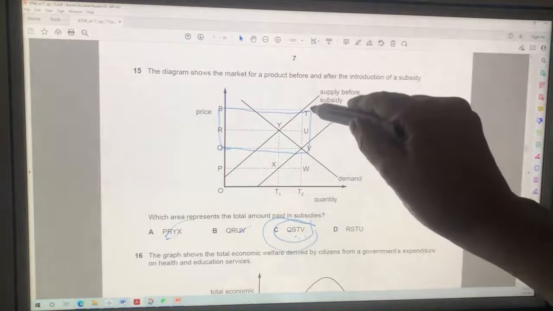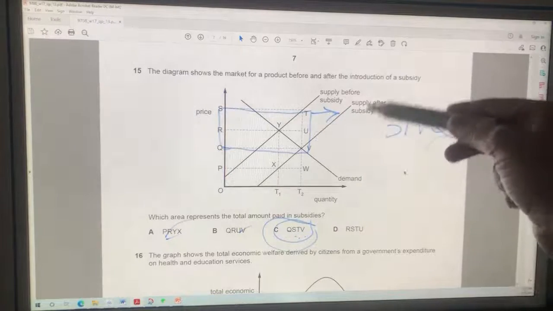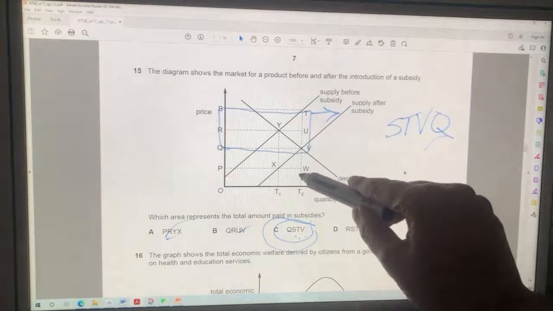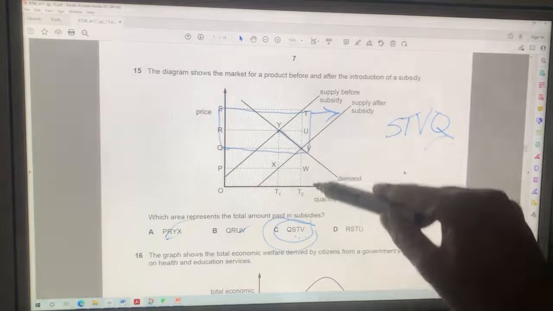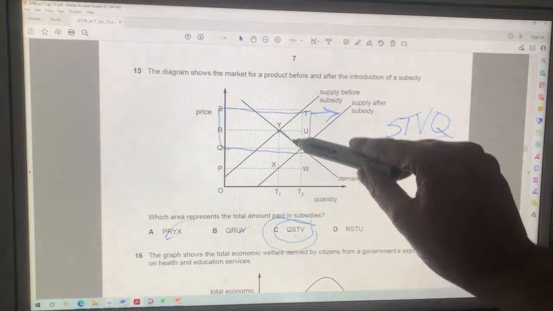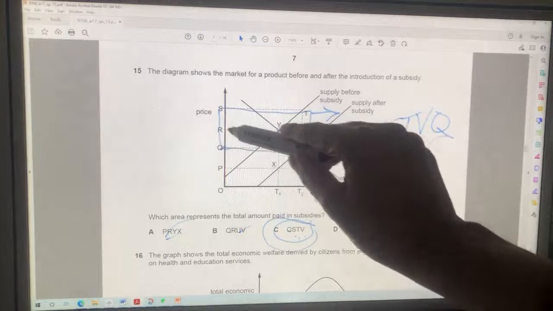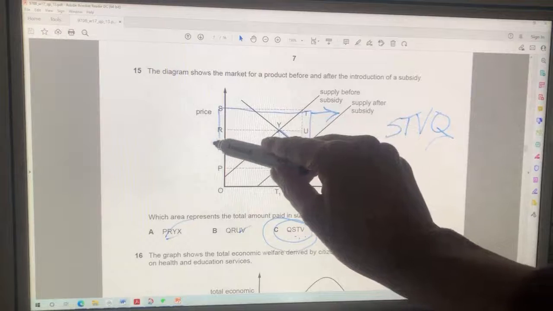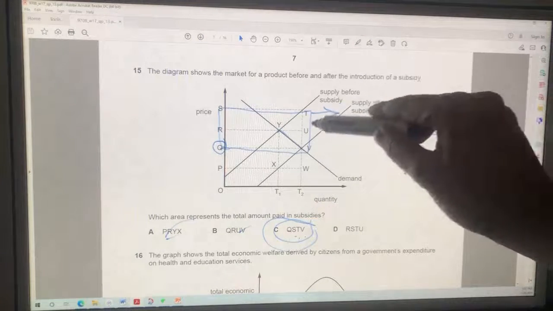When the government provides a subsidy, they increase the supply, so price falls. There's a movement along the demand curve, and more people will buy, but they'll buy at the lower price. So they won't buy at Q. They won't buy at R. They will buy at Q.